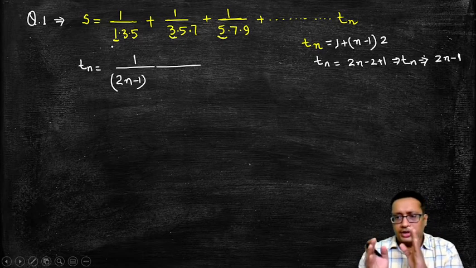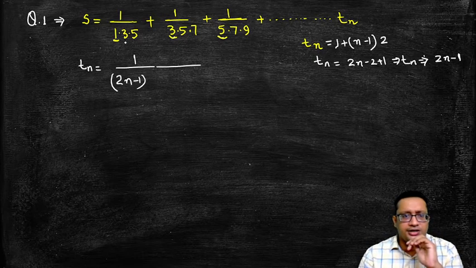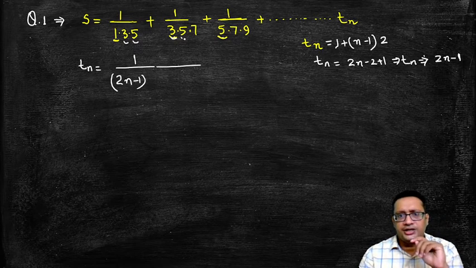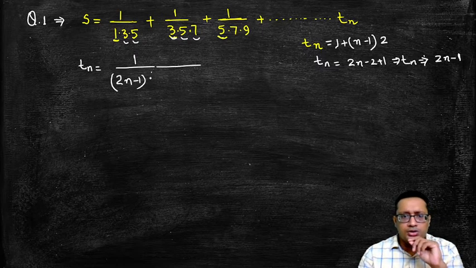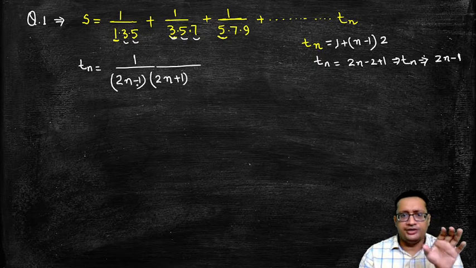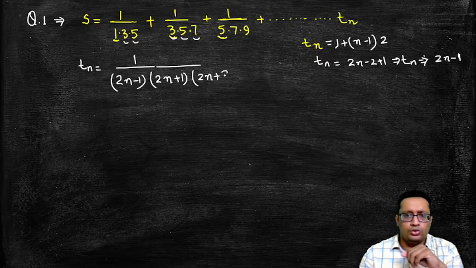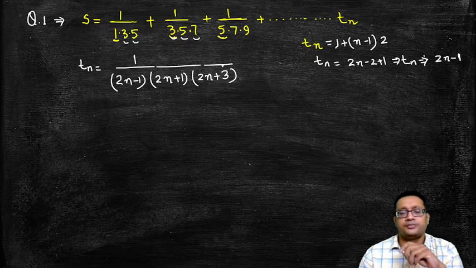Now look at the second factor. It is 1, it increases by 2, again increases by 2. Here 3 increases by 2, increases by 2. So the next factor will be 2n plus 1, which increases by 2 again, and the next is 2n plus 3.